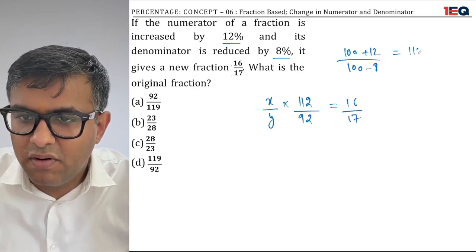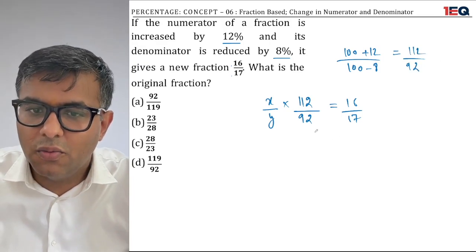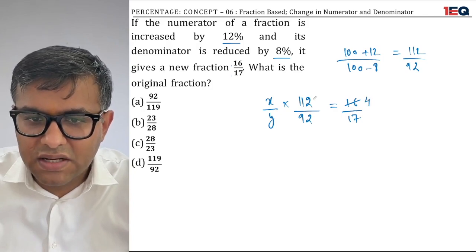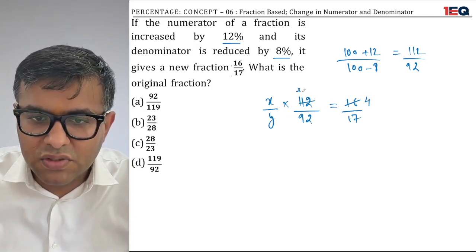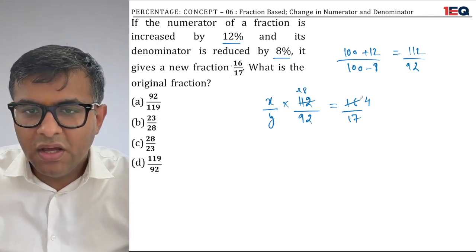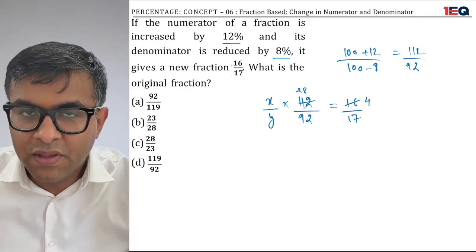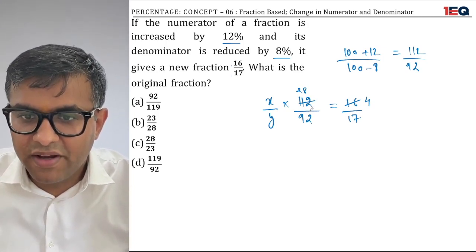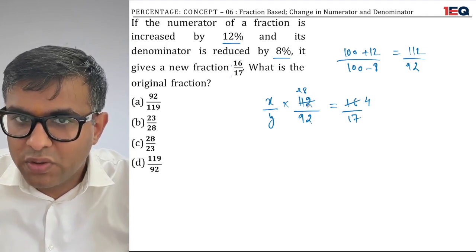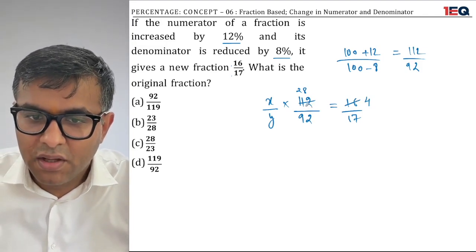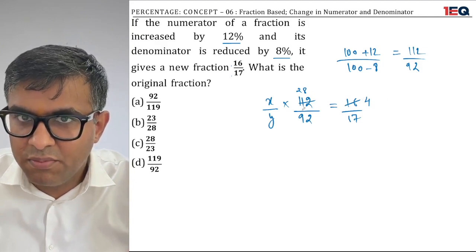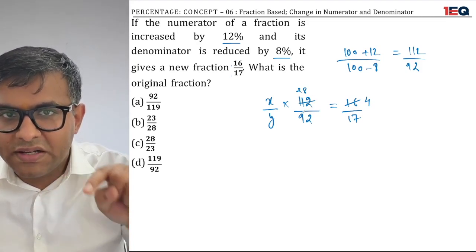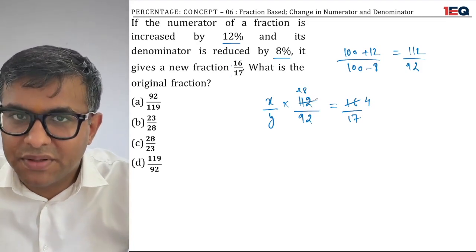This gives me 112 divided by 92. I can see a little bit of 4 here. 4 fours are 16, 4 twos are 8, and 4 eights are 32. How did I jump to 4 directly? If a number is divisible by 4, the last two digits would also be divisible by 4. 4 threes are 12, 4 fours are 16. So I'm pretty sure that the entire number is divisible by 4, no matter how big the number is.